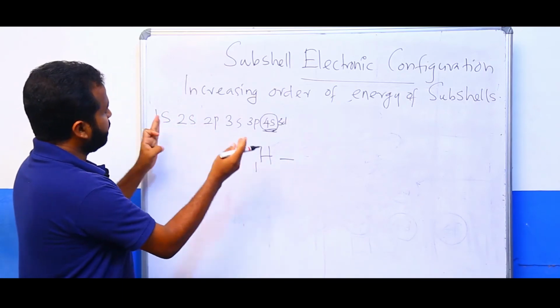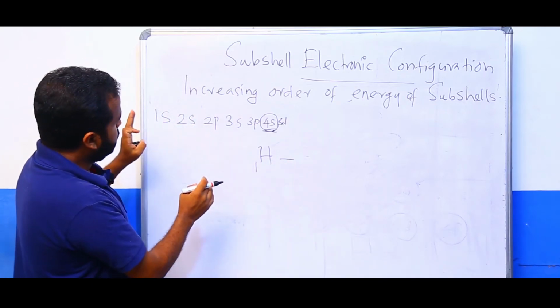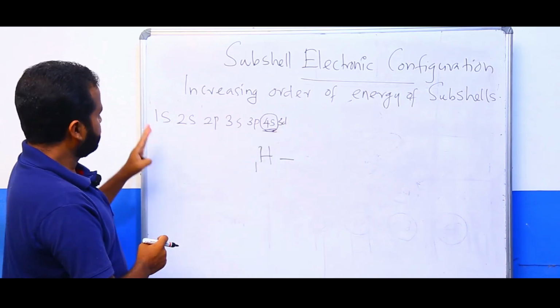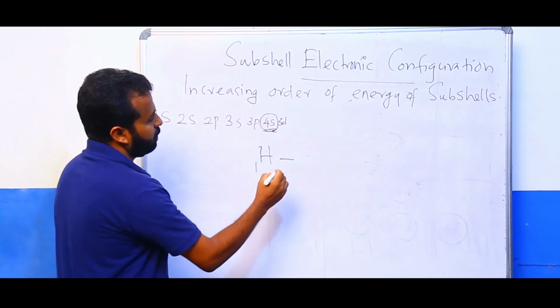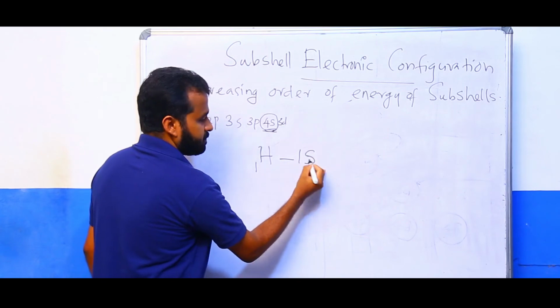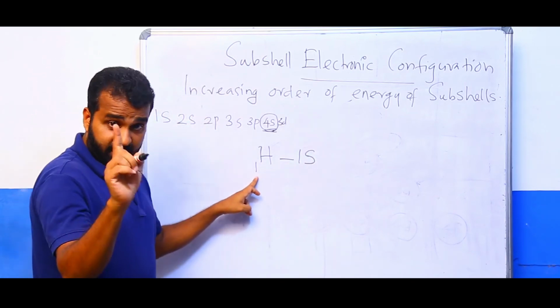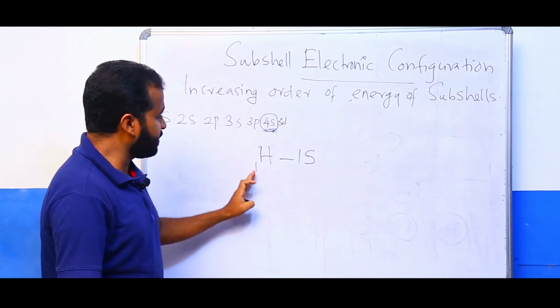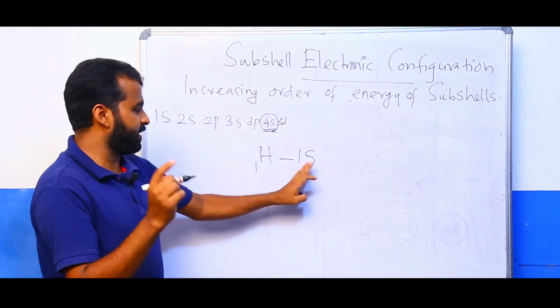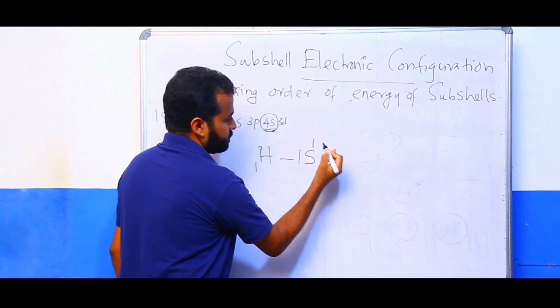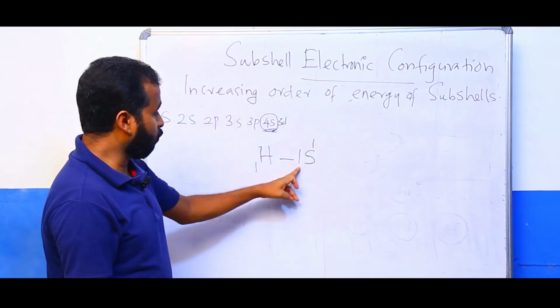How to write the subshell electronic configuration of hydrogen? First of all, we have the increasing order of energy of subshells. Which is the first subshell? 1s. Hydrogen has only one electron, so we can fill this electron in the s subshell. The electron count is written on the upper side, and it is read as 1s1.